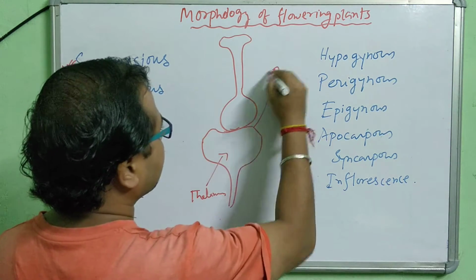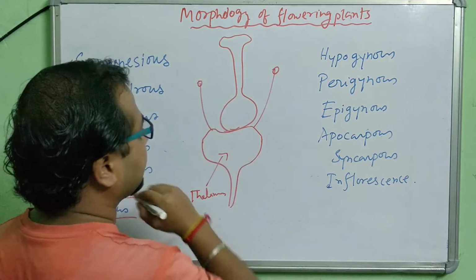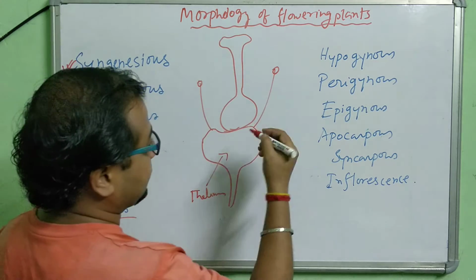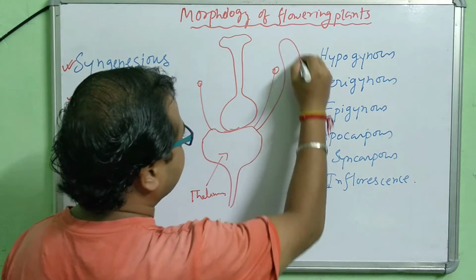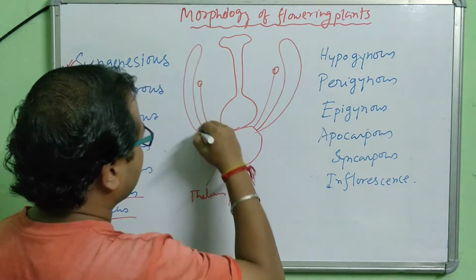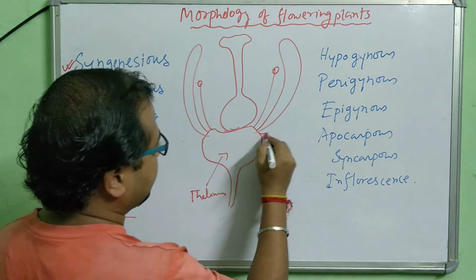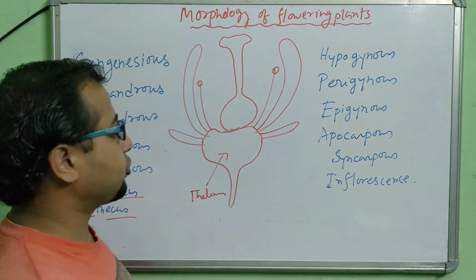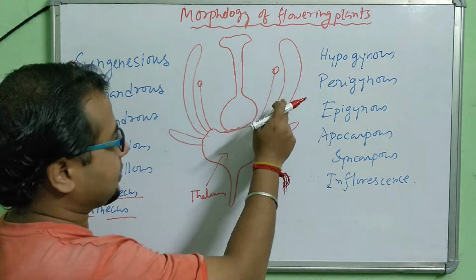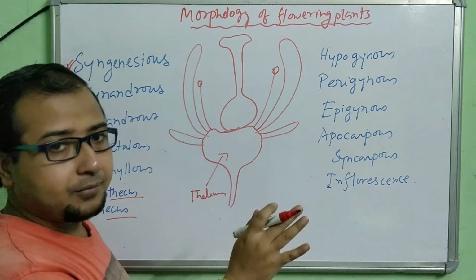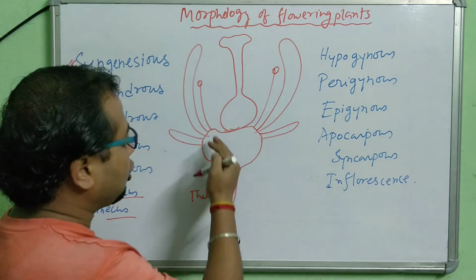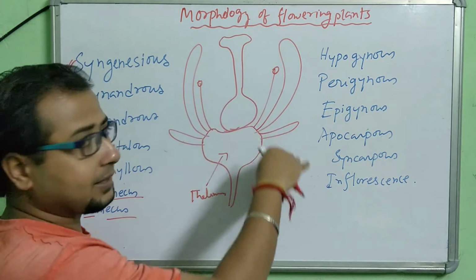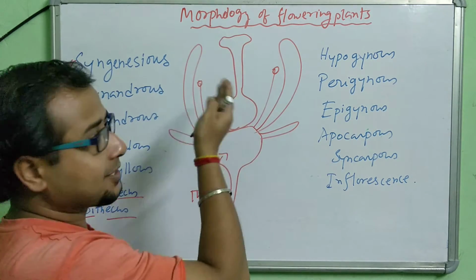Androeciums are growing from the below part of the gynoecium. Okay, the petals are there. Petals also develop from the lower part of the gynoecium. Even sepals also originate from the lower part of the gynoecium. So you see all the rest of the part, stamens, petals, sepals, everything develops from the lower level than the gynoecium.